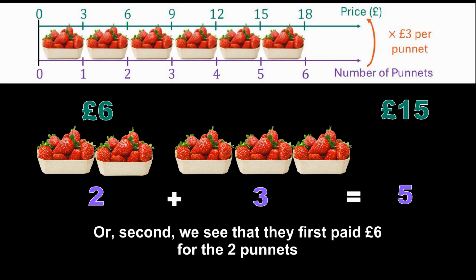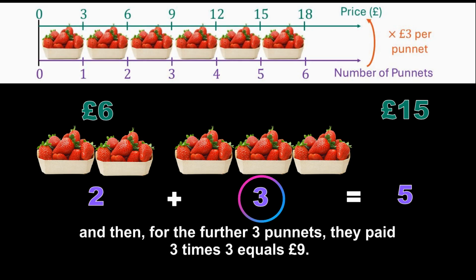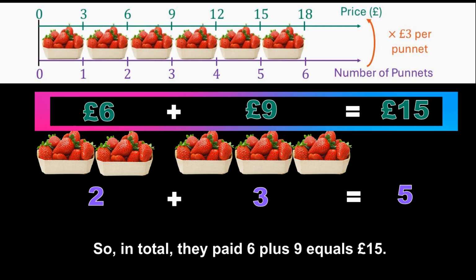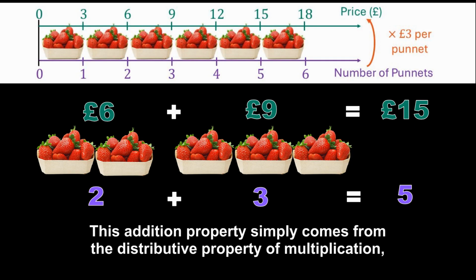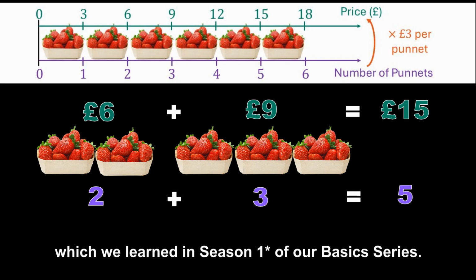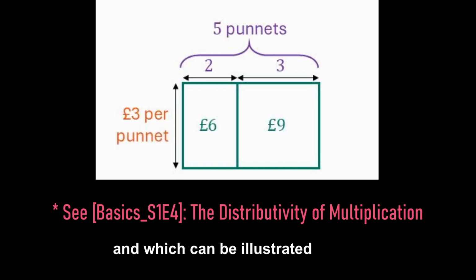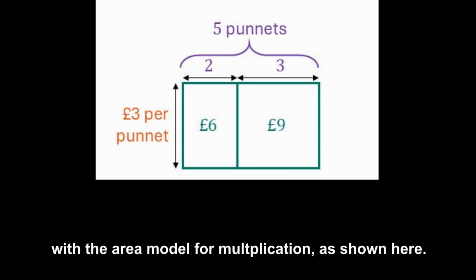Or second, we see that they first paid £6 for the 2 punnets, and then for the further 3 punnets they paid 3 times 3 equals £9. So in total, they paid 6 plus 9 equals 15. This addition property simply comes from the distributive property of multiplication, which we learned in season 1 of our basic series, and which can be illustrated with the area model for multiplication as shown here.